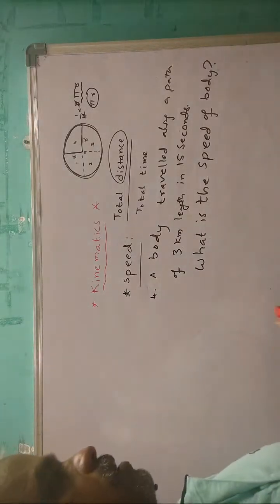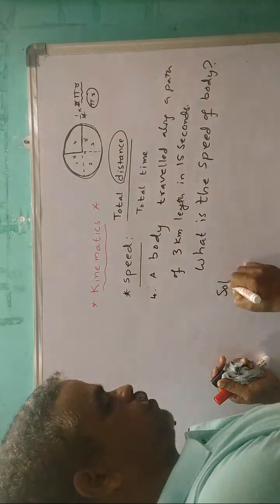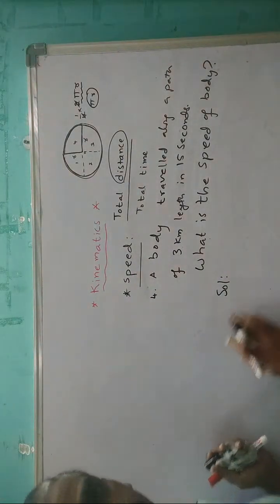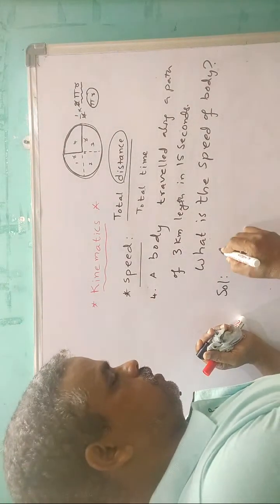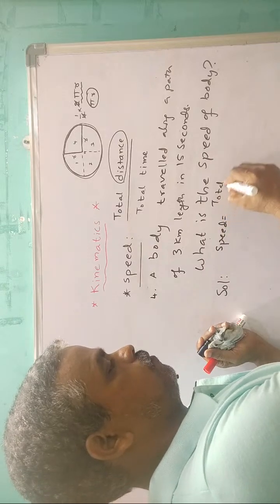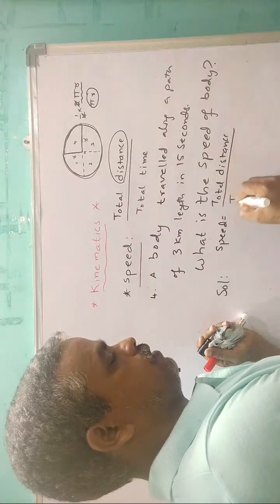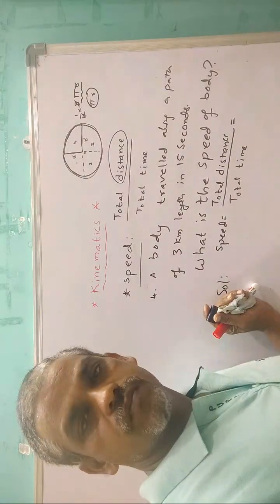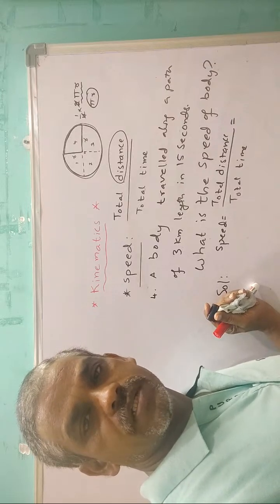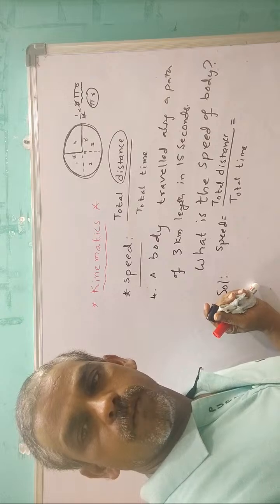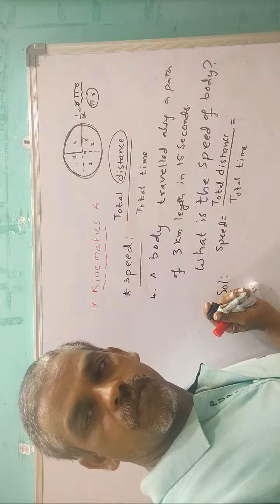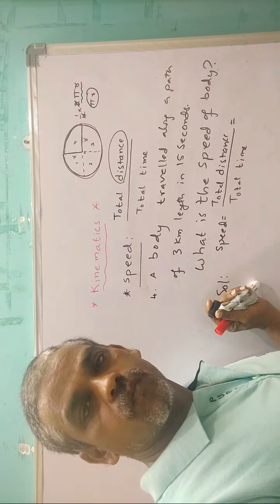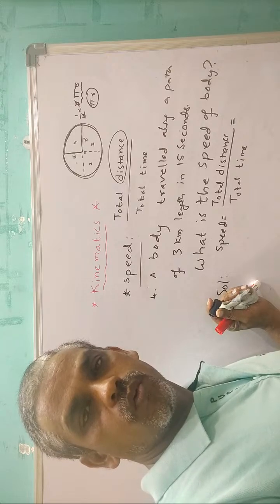So here the formula for this one is speed equals total distance by total time. What is the total distance? Message me fast. Total distance. One more person is also there. You have to message in the chat box. Balu and others.